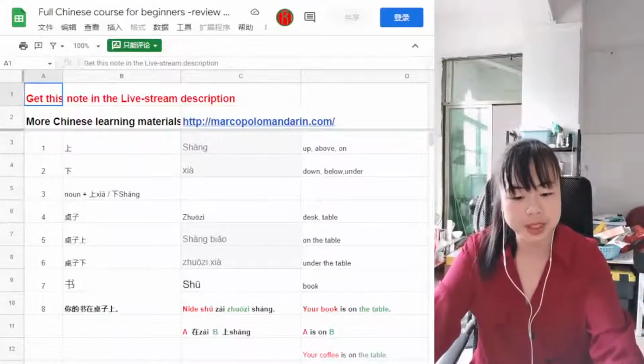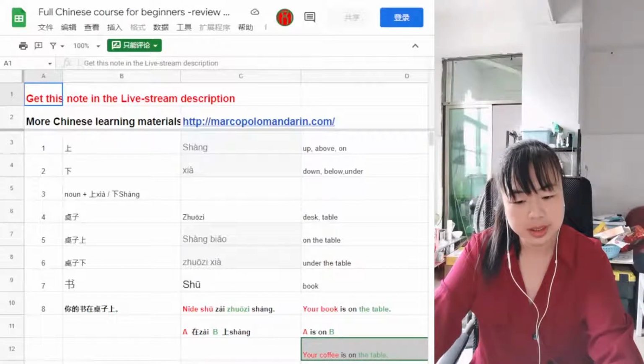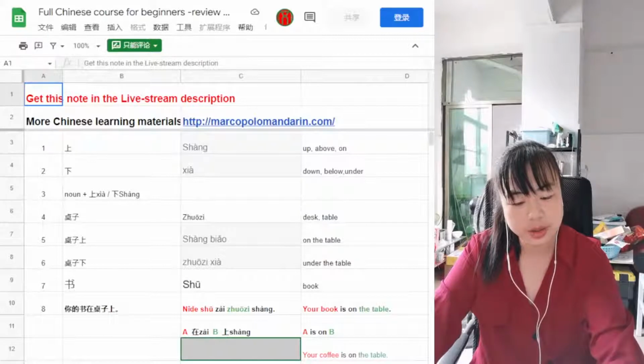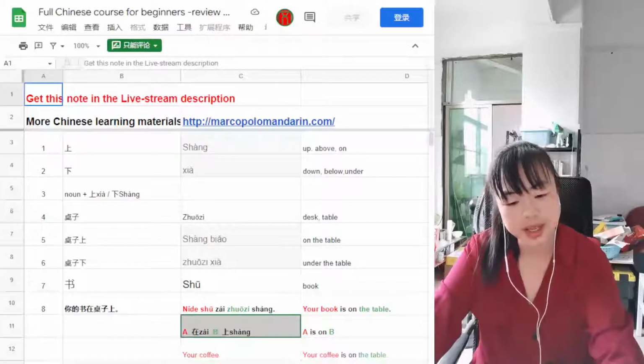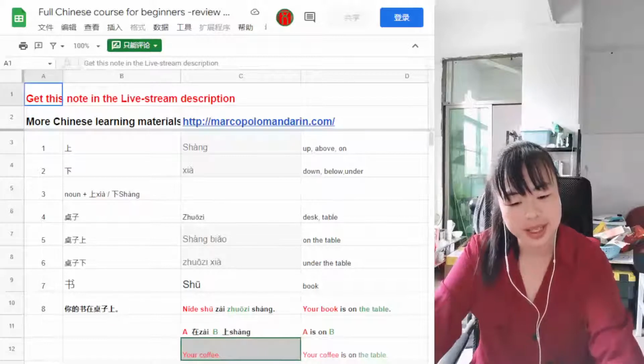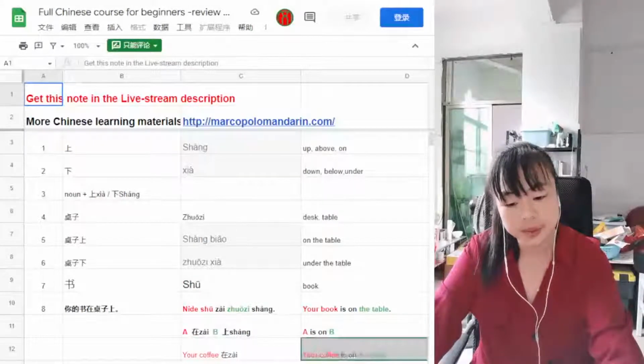Okay, step 2, let's follow the Chinese order and move those words. So it's red first. Red is your coffee, right? Now we move the 在. After the red, I mean the A part, is 在. And then we have the green part, B, right? Table.